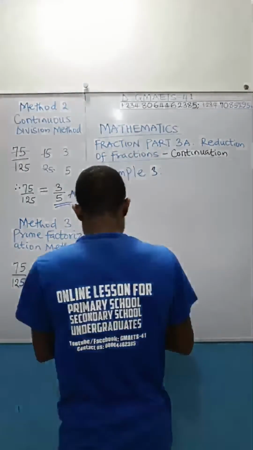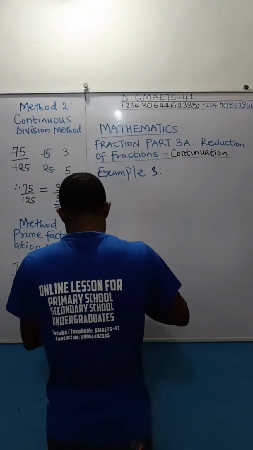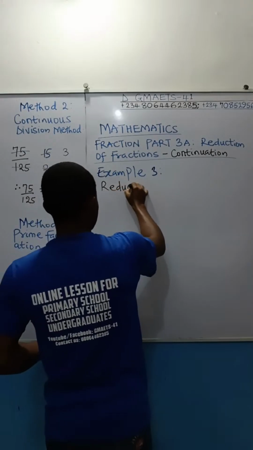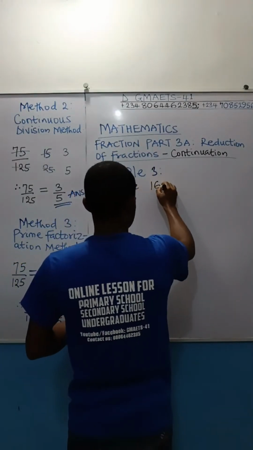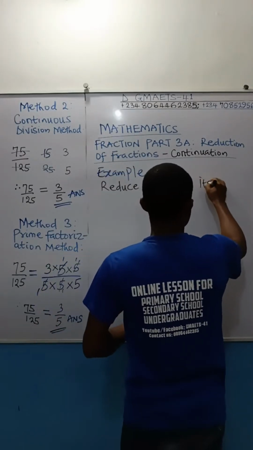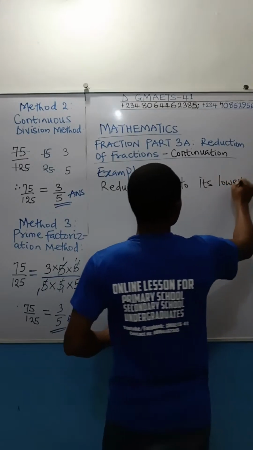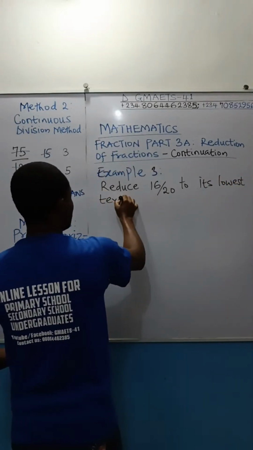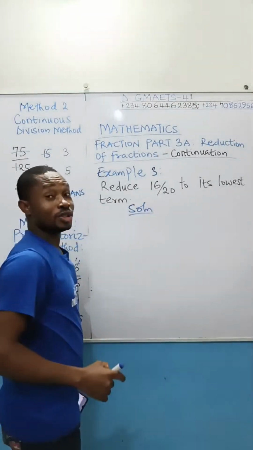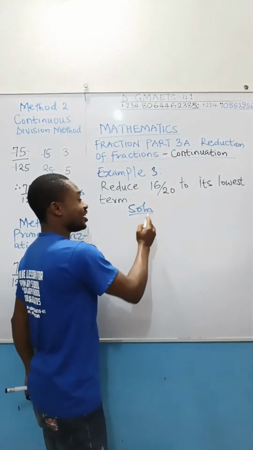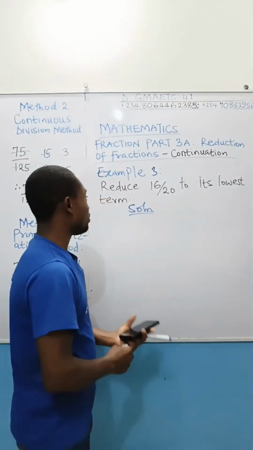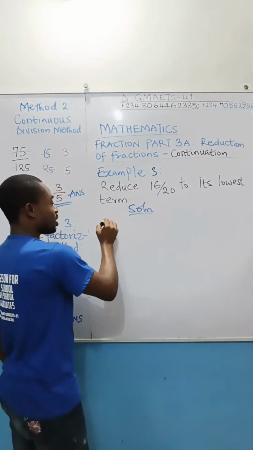Example 3. So we are asked to reduce 16 over 20 to its lowest term. Solution. Let me abbreviate solution like this, SOLN. Are you getting solution? All right, so how do we solve this problem? It's pretty simple, a very simple problem.